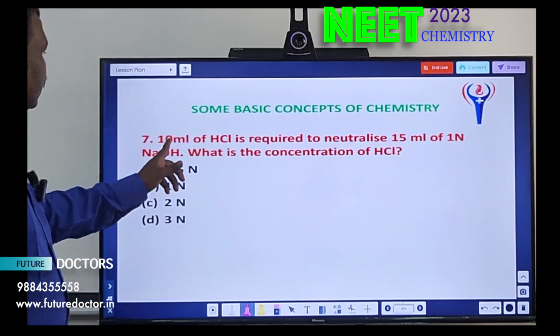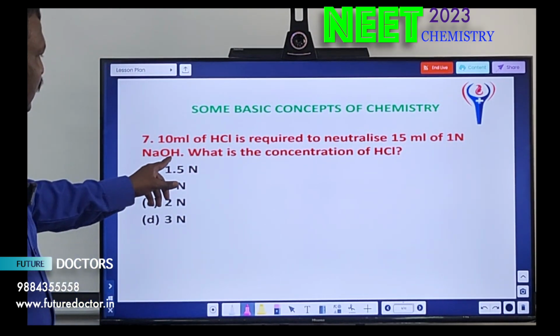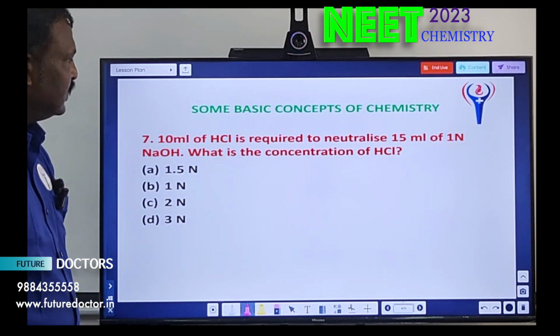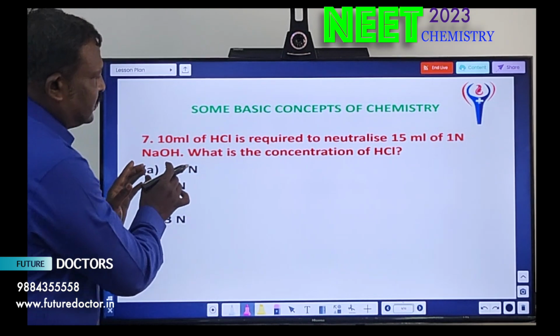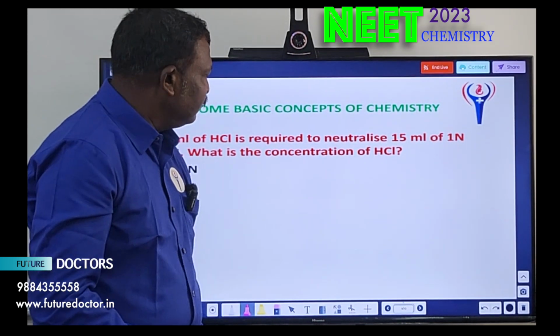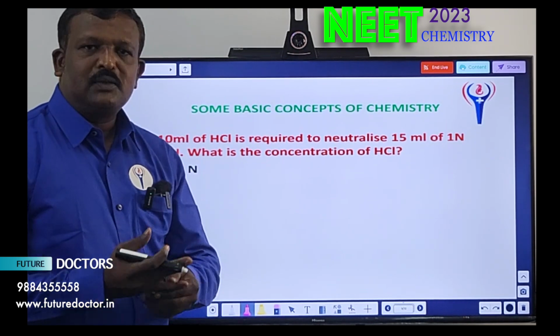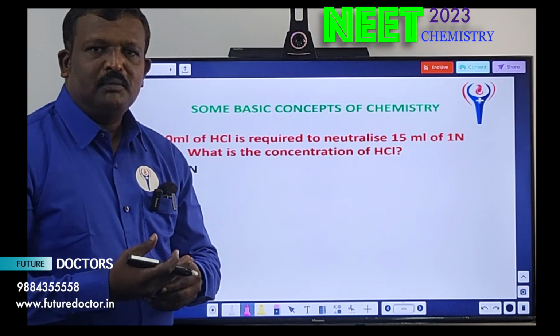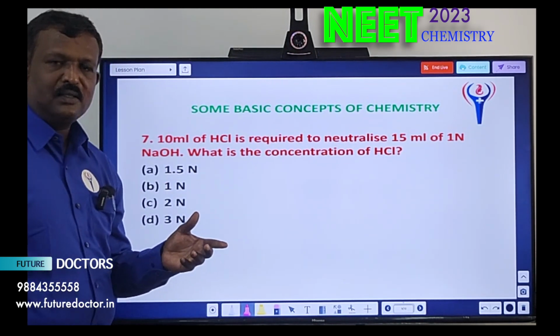Right. Next one. 10 ml of HCl is required to neutralize 15 ml of 1N NaOH. What is the concentration of HCl? So here I'm taking HCl as well as sodium hydroxide. We studied one formula, the law of volumetric analysis. Equinormal solutions with equal volume can neutralize each other. You know that. That's the law of volumetric analysis definition.